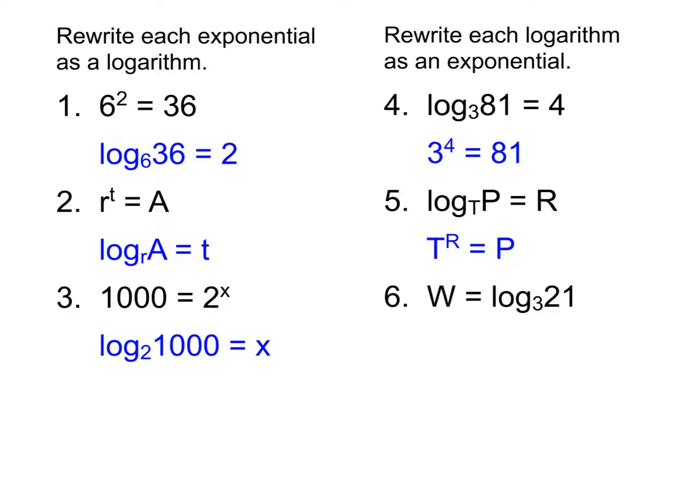And finally, for number 6, the base is 3. That's raised to the power of whatever log is equal to. Again, it switched sides this time, but it's still the same idea. I'm looking to see what's by itself to know what the exponent is. So 3 to the w equals 21. Make sure you have each of those down correctly.